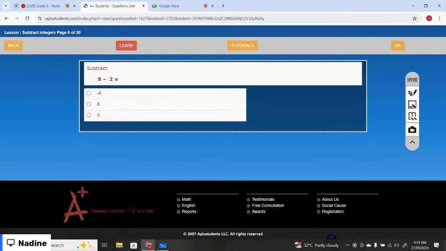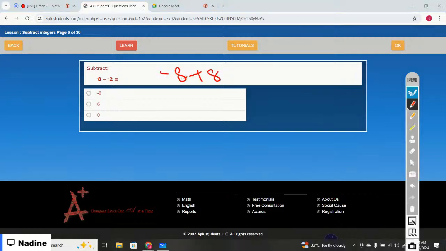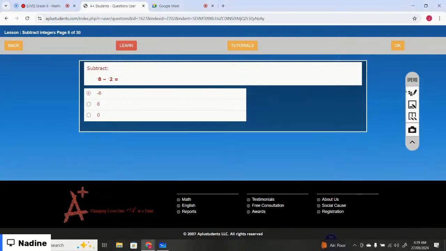Negative 8 minus negative 2. So which is the correct option? Subtracting a negative number is the same as adding. So that would be negative 8 plus 2. So which is the correct option? Negative 6 it is. Option number 1 is the correct option. That is negative 6.